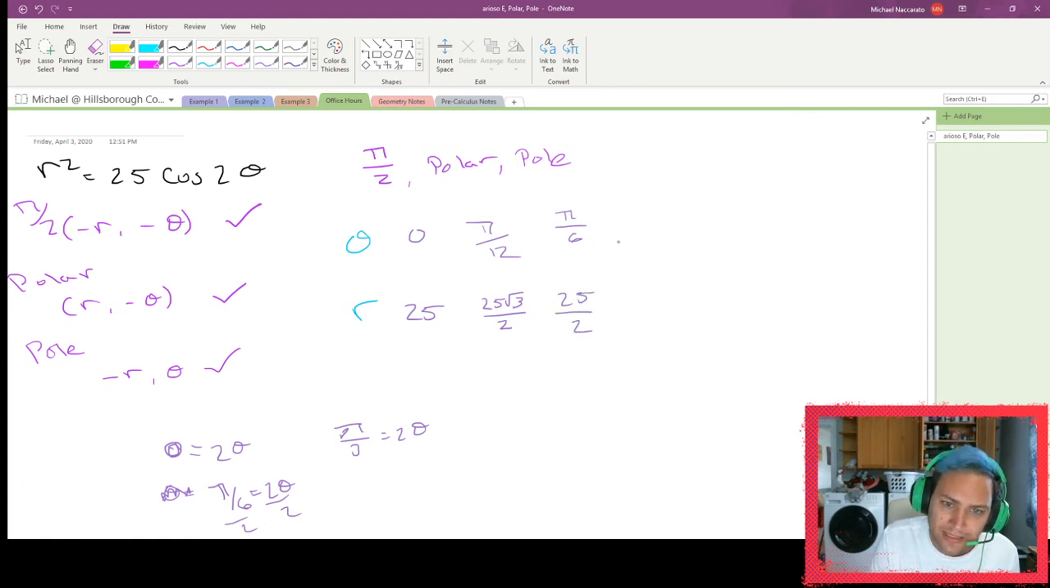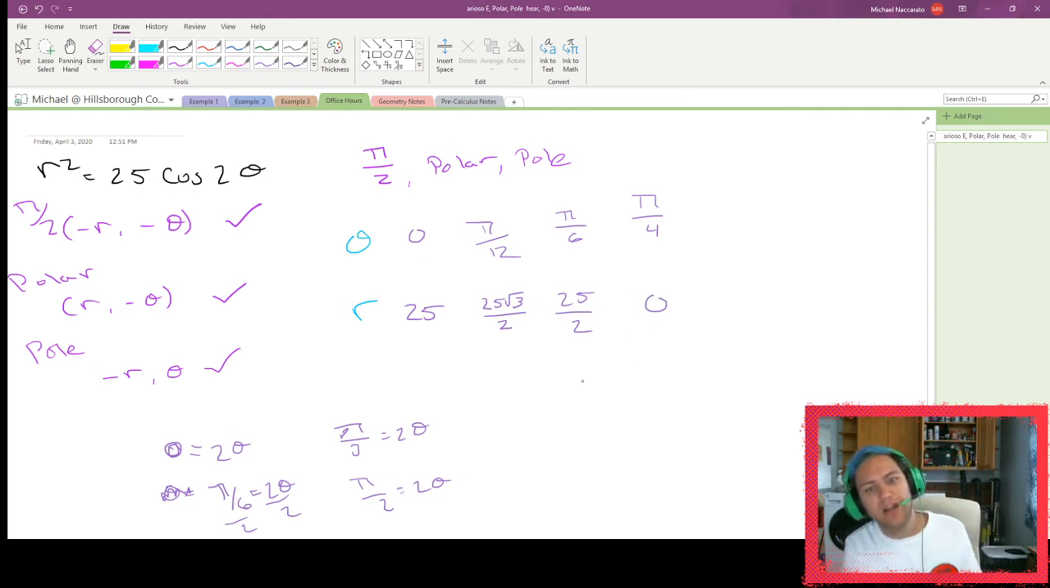And lastly, we are going to plug in our pi over 2. Pi over 2 equals 2 theta. Again, divide by 2, we get pi over 4. Sorry, I said that backwards. When I plug in pi over 4, I get pi over 2. The cosine of pi over 2 is 0, and 25 times 0 is going to give me 0.